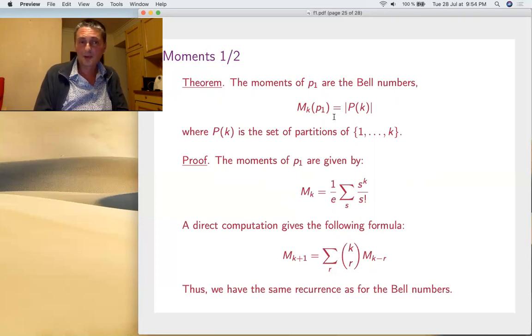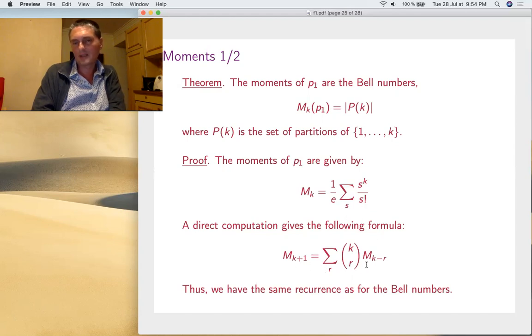There's no formula for the moments of P_1. It's impossible. But what you can say is that these are the Bell numbers, which count the partitions of 1 to k. Of course, you have recurrences and a lot of formulas, but there's no explicit formula for these Bell numbers. So is this true? The moments of P_1 are given by this. I just take the formula of P_1 and replace delta_s by s to the k, the k-th moment.